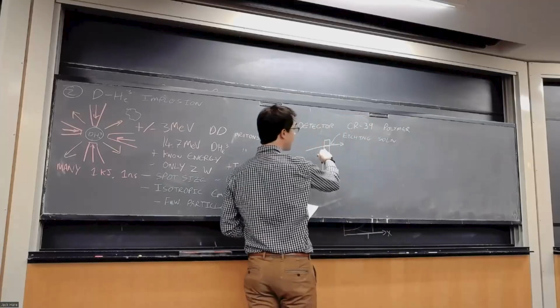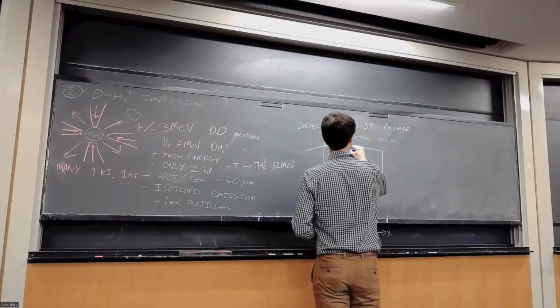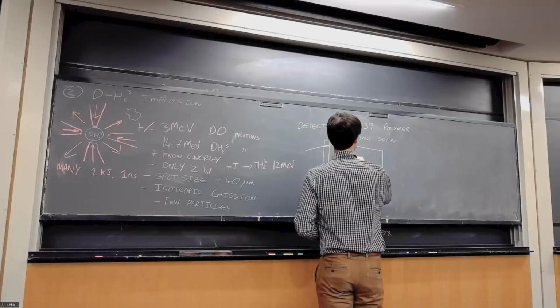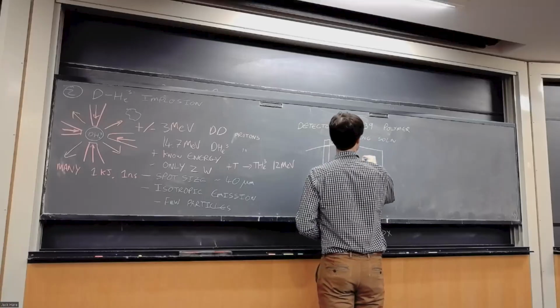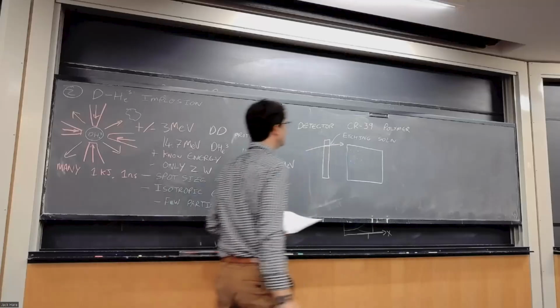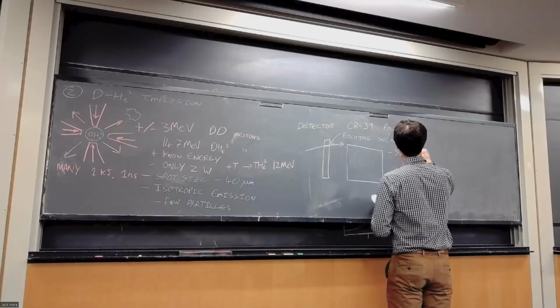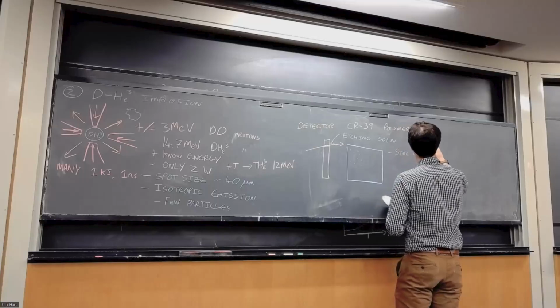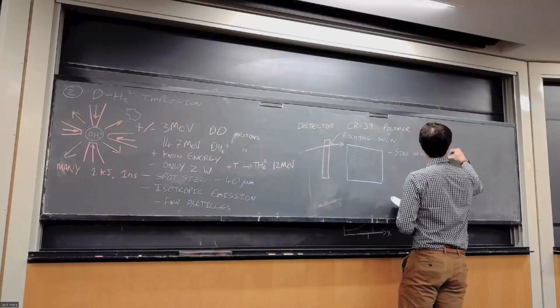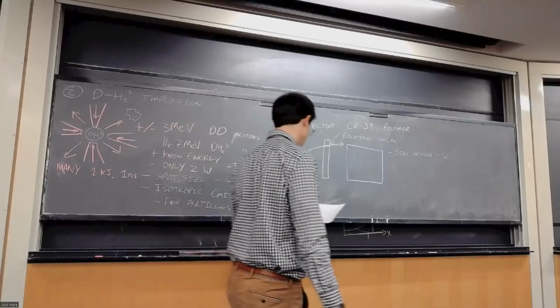And it turns each of these tracks into little holes. So now if you look at your CR39, there's all sorts of little holes on it. It turns out the size of the hole is in some way related to the energy. So you can tell the difference between the 3 MeV and the 14.7 MeV.